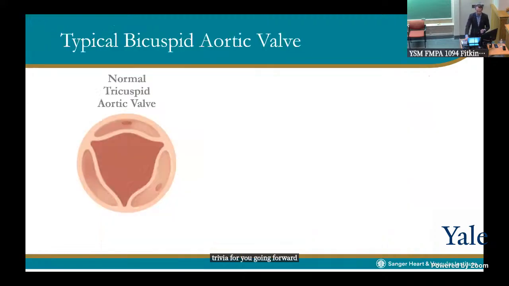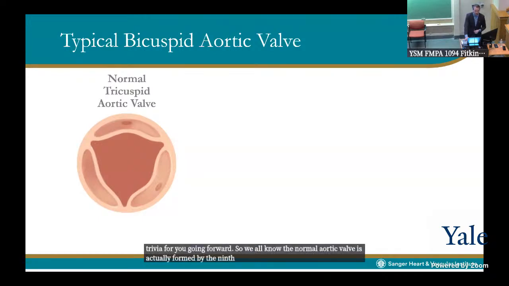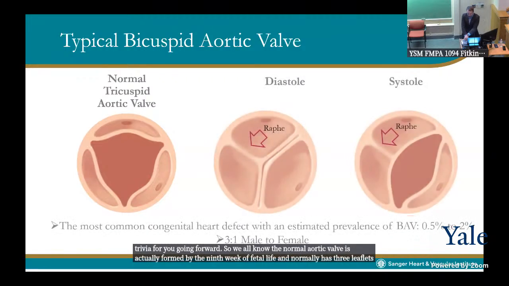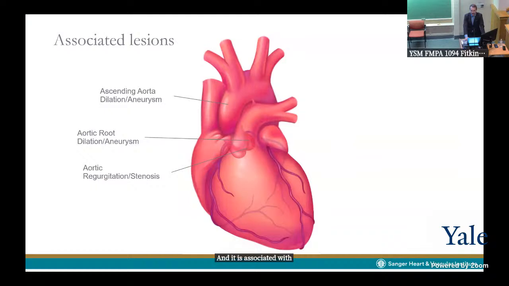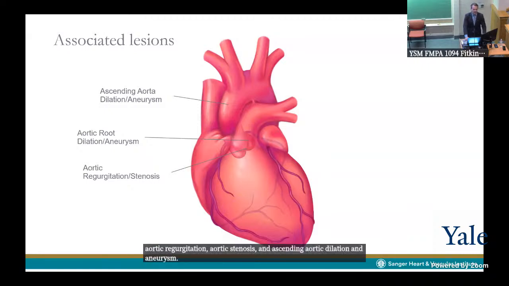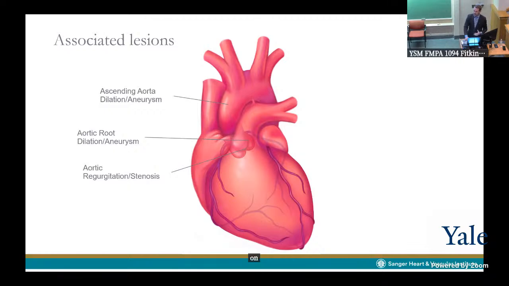So we all know the normal aortic valve is actually formed by the 9th week of fetal life and normally has 3 leaflets. Bicuspid valve, by its name, has 2 leaflets. It's the most common congenital abnormality, 0.5 to 2%, with a 3-to-1 male to female ratio. And it is associated with various different lesions. And this is really what we're going to be focusing our talk on today, looking at aortic regurgitation, aortic stenosis, and ascending aortic dilation and aneurysm, with a particular slant on how we deal with this in the athletic population.